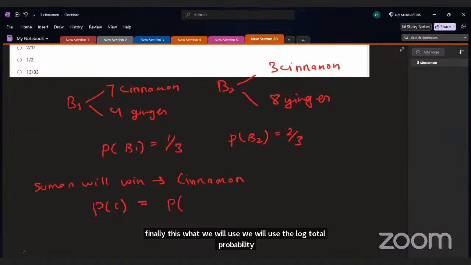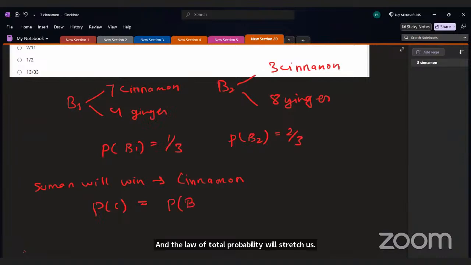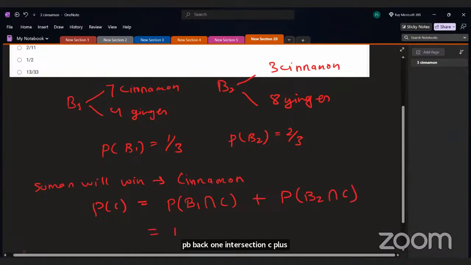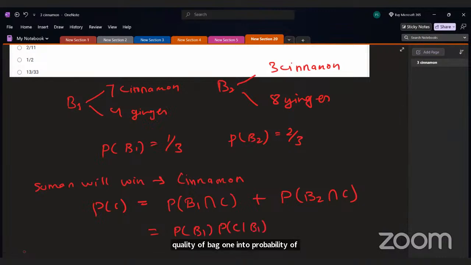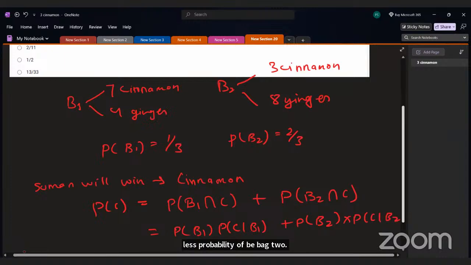This will be equal to P(bag 1 intersection C) plus P(bag 2 intersection C), and this will be probability of bag 1 into probability of C given bag 1, plus probability of bag 2 into probability of C given bag 2. Okay.